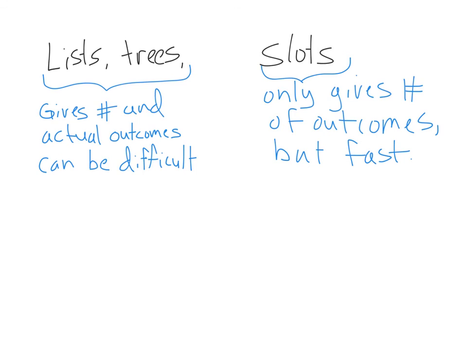Lists, trees, and slots. Lists and trees will give you the number of outcomes and the actual outcomes that you can get, but they can be difficult. Lists are great if you can list them, but especially when things get more complicated, like if you think about flipping those coins, it's hard to know if you've listed all of the outcomes. It's hard to know if you forgot one. It's hard to see if you maybe have listed one twice. So those are common things that happen.